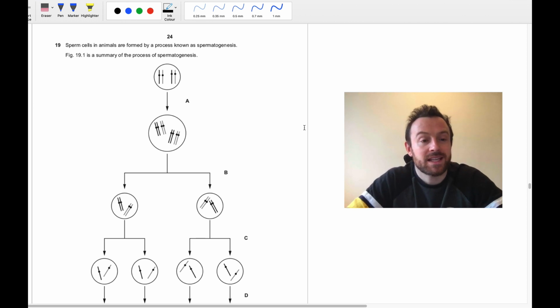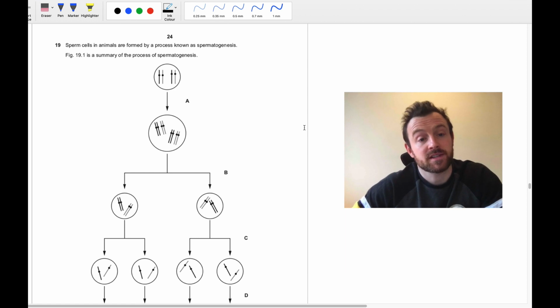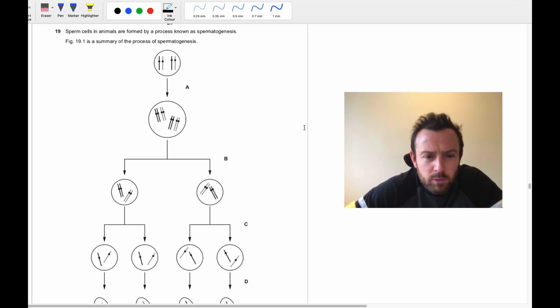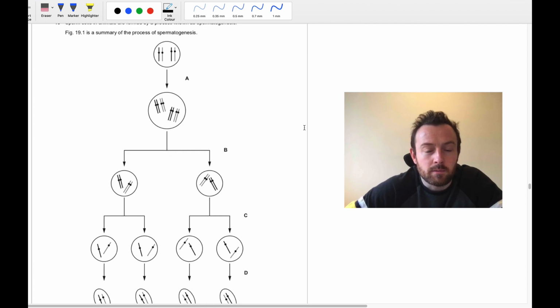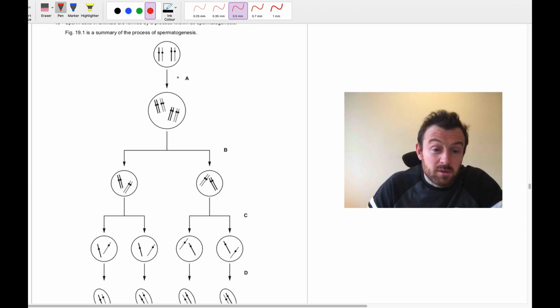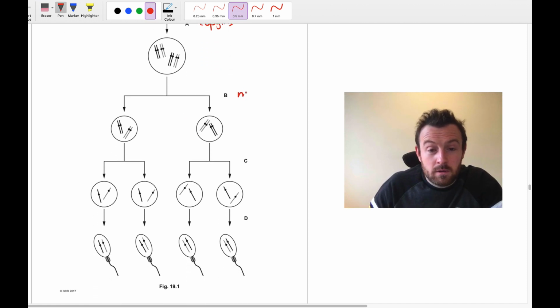Okay, so question 19. Sperm cells are formed by a process known as spermatogenesis. So this is a meiosis style process. So here we have the summary. Let's annotate this diagram. We've got the copying of the DNA here. And then at B, we've got meiosis 1.